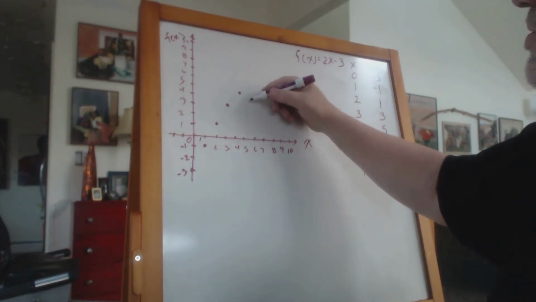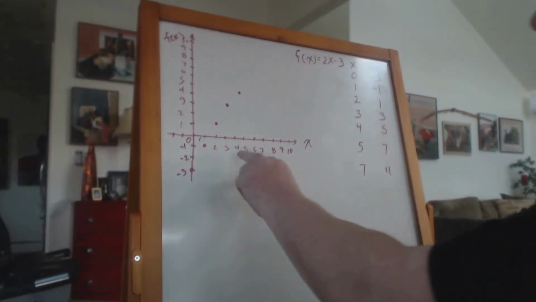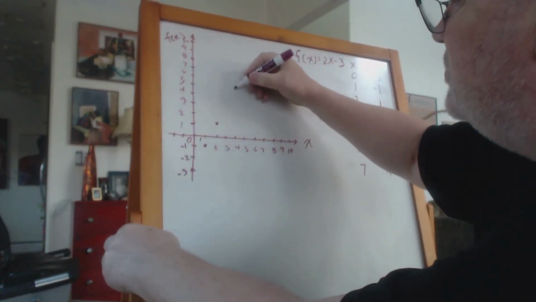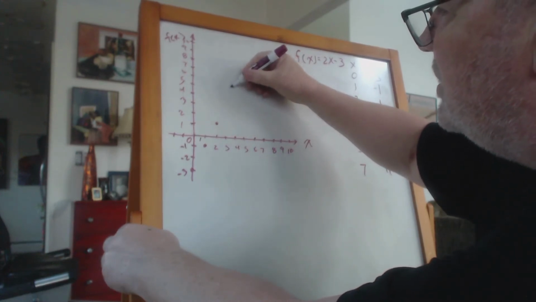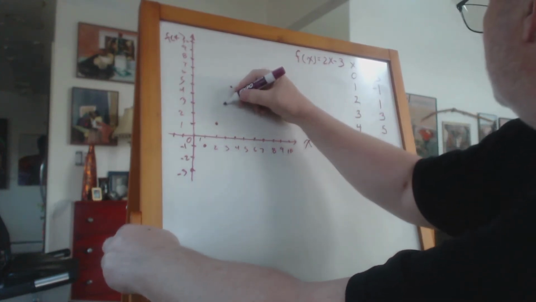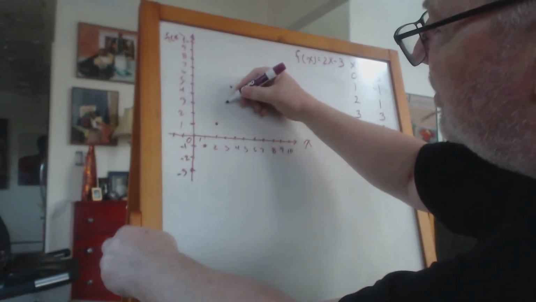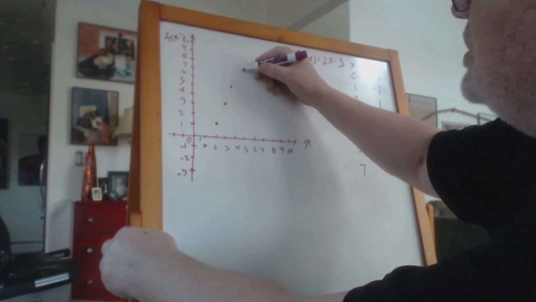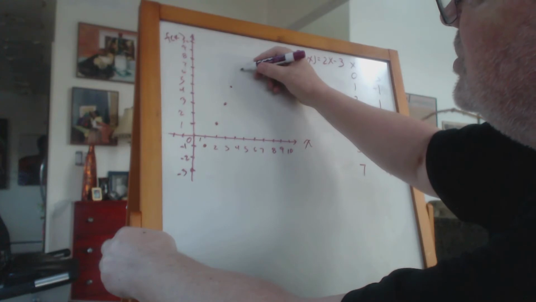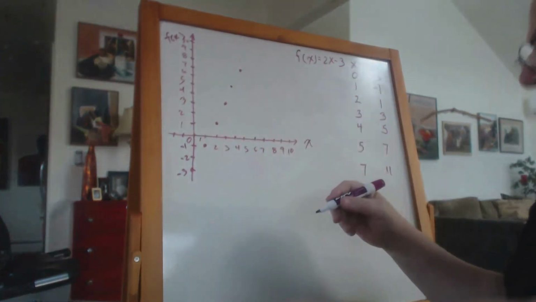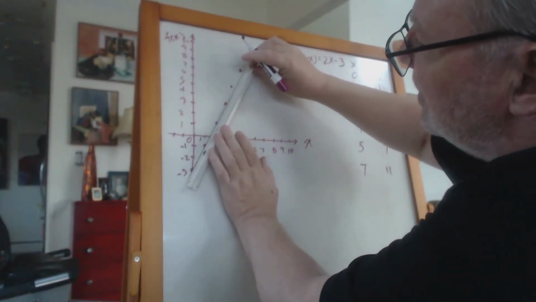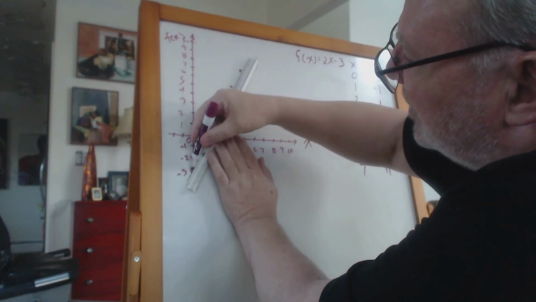See, what did I do here? When x is 4, the value is 5. Okay, right there. X is 3. The value is 3. So it's right there. 5 is 7. So it's right up in there. If we took a ruler and connected the dots, we get a line.